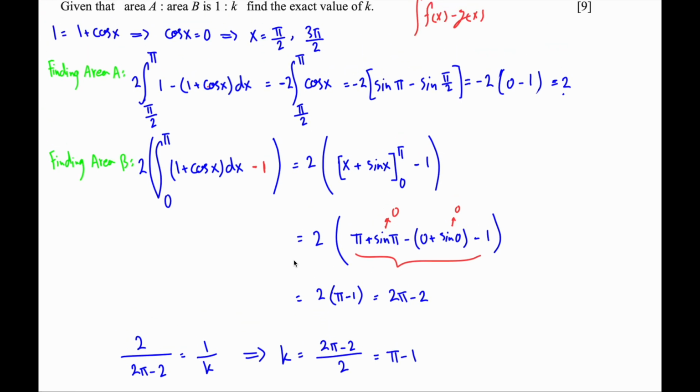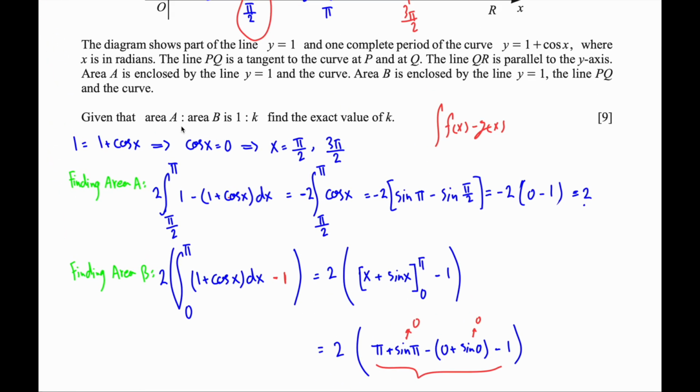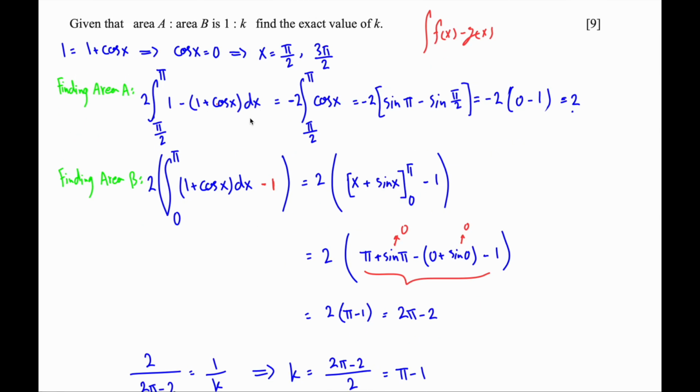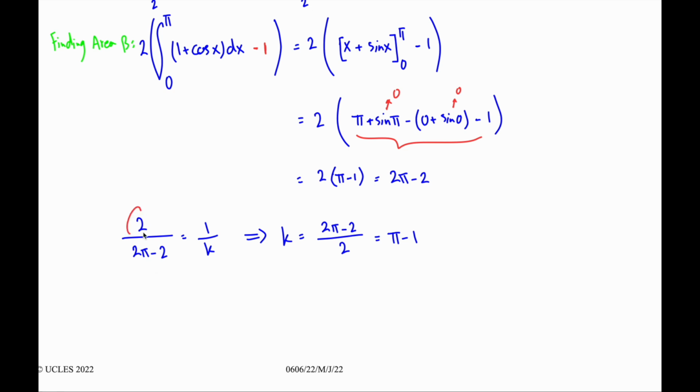However, I'm not done yet, because I'm told the ratio of the area of A to the area of B is 1 to k. So this is the area of A, which is 2. This is the area of B, which I just found, and that's supposed to be 1 over k. With simple cross multiplication, k is found to be (2 pi minus 2) over 2, where the 2 is cancelled out from top and bottom, and I'm going to be left with pi minus 1, and that's the final answer.